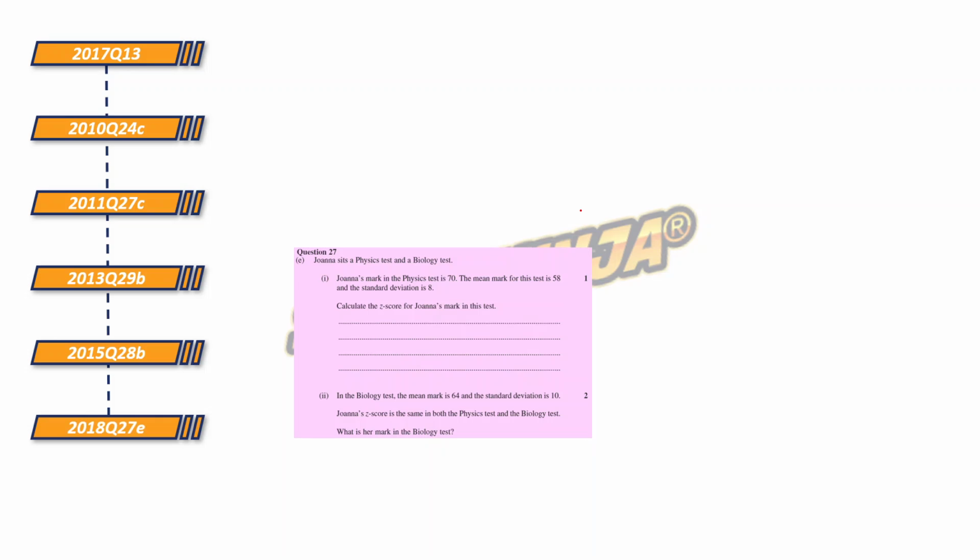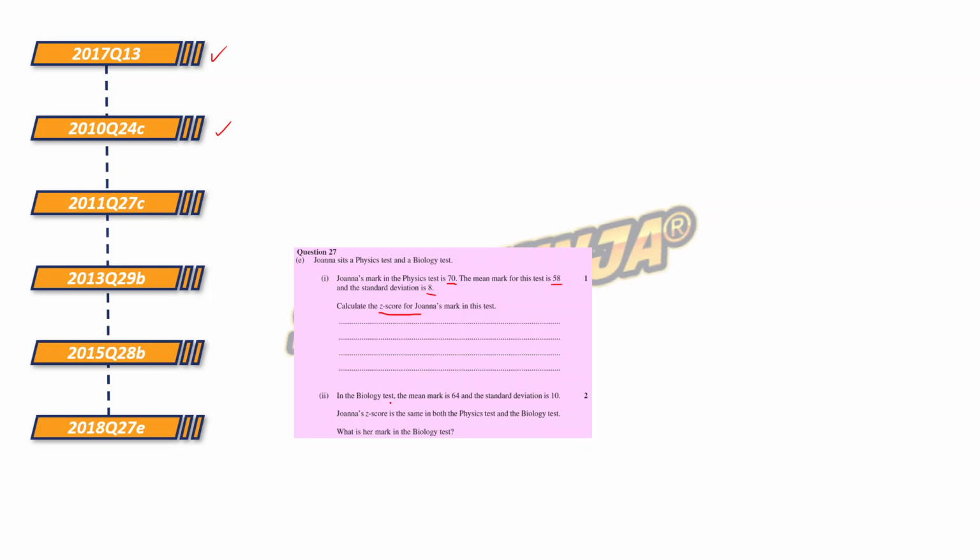Moving on, 2018 question 27e. This one, Joanna's mark in the physics test is 70, the mean mark is 58, and the standard deviation is 8. Calculate the Z score. Straightforward application of the formula. This is what we have been seeing here, and I think a few other questions as well.